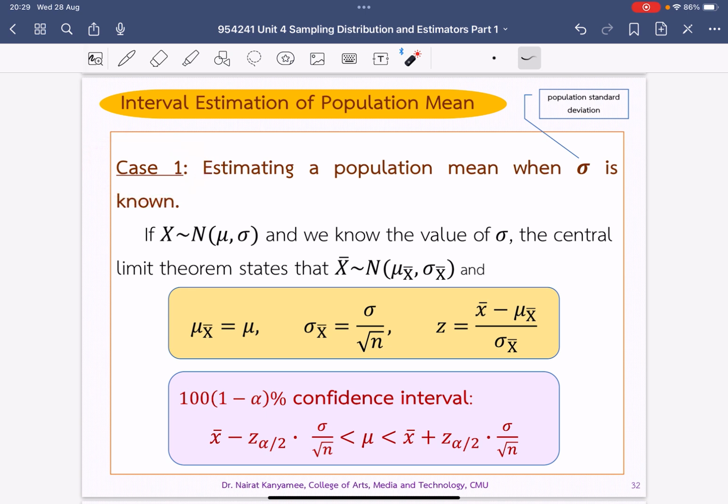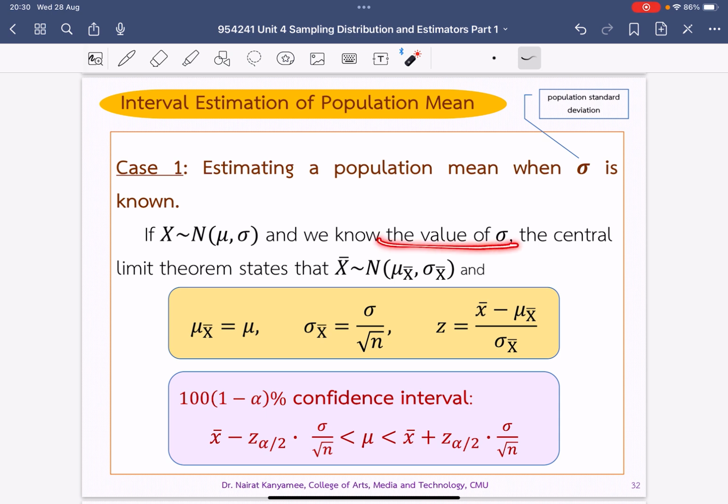If we know sigma, the population standard deviation, then we can follow case 1. It doesn't matter how many objects are in your sample. If we know sigma, then we can use case 1. In this case, suppose that x follows a normal distribution with mean mu and standard deviation sigma.